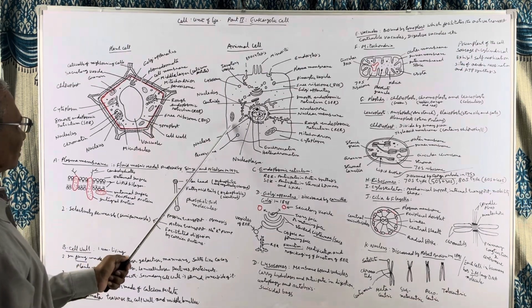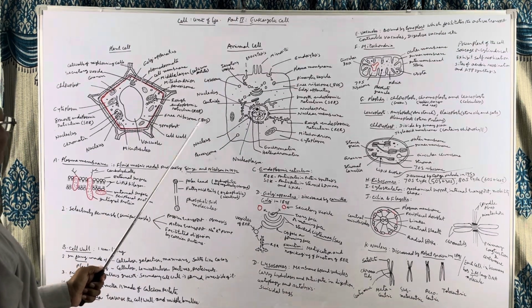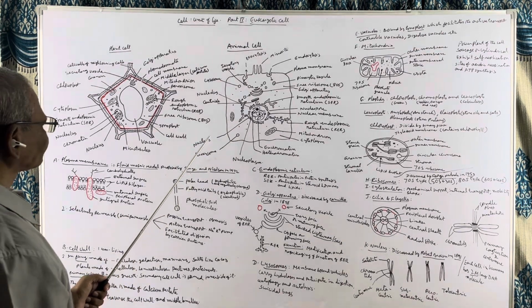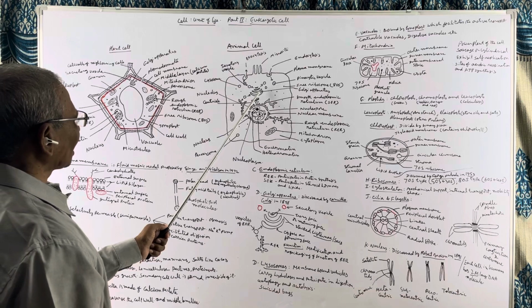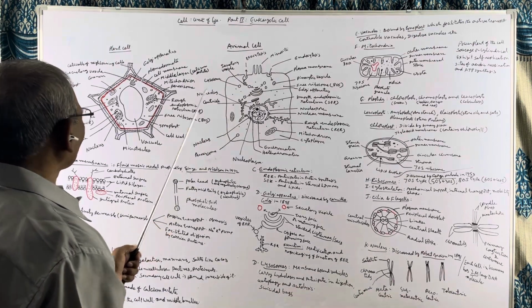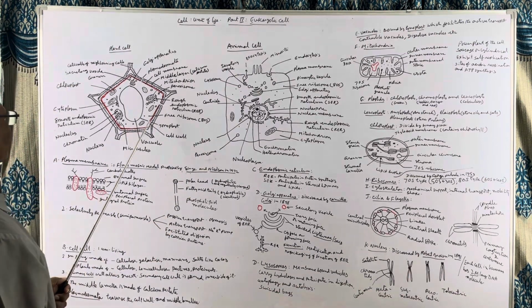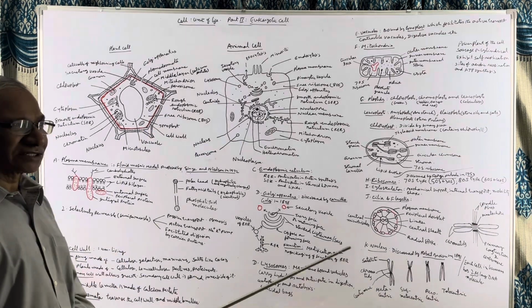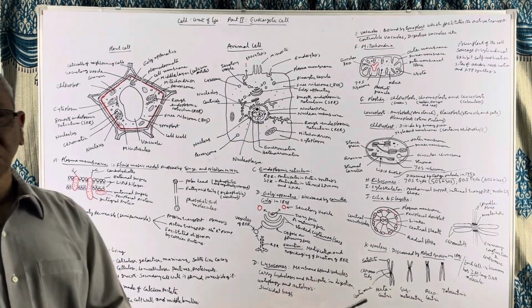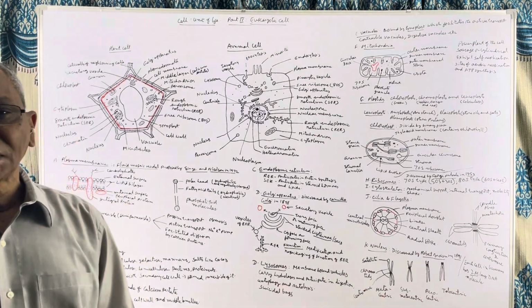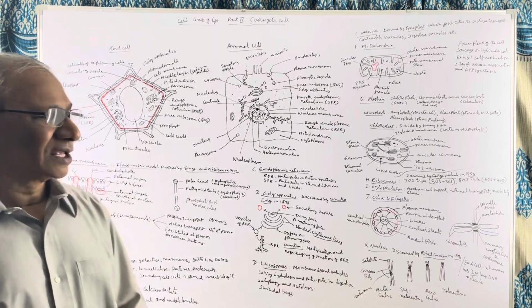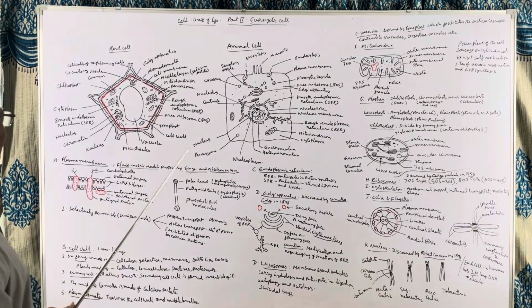cytoplasm, 80S ribosomes. Then there are Golgi apparatus in both plants and animals. So in this way, the plant and animal cells differ only in some details. Except for this, they are identical and they perform similar functions.